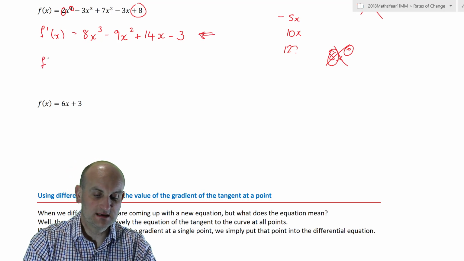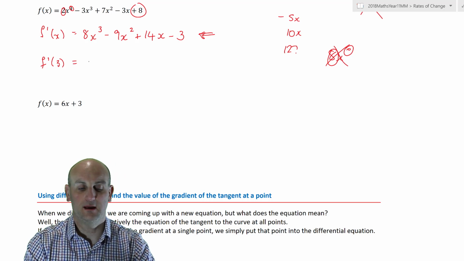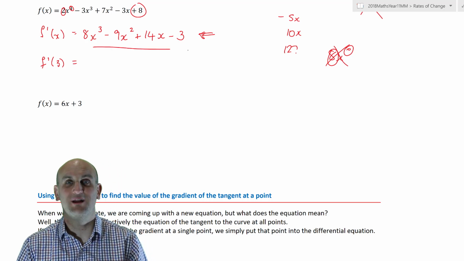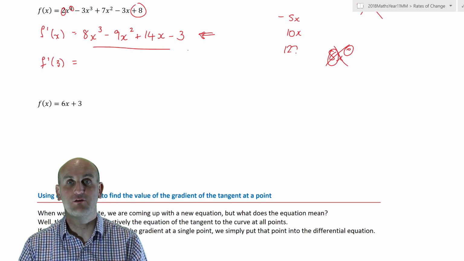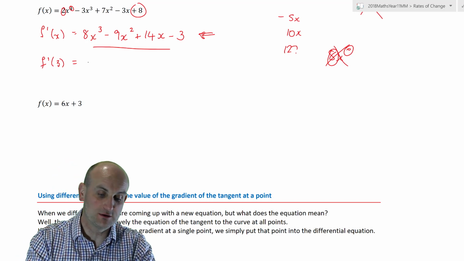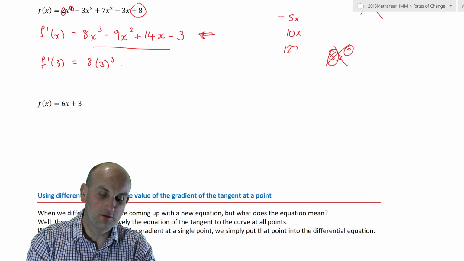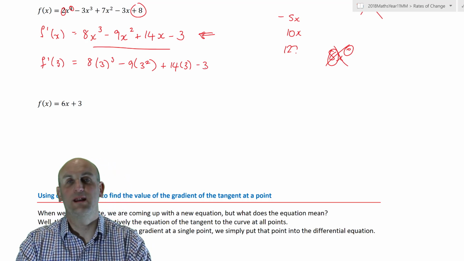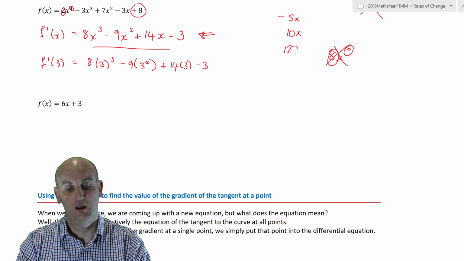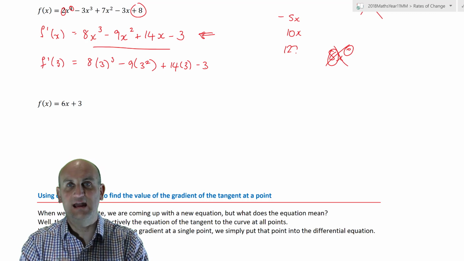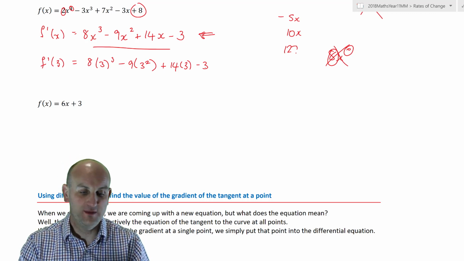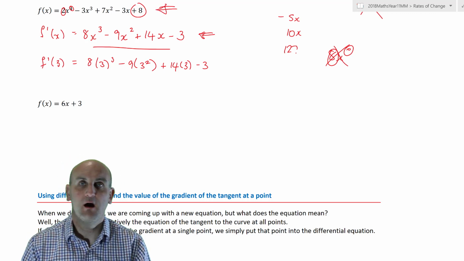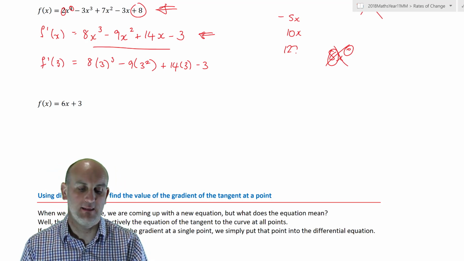And so what that's really saying is find f dashed where x equals 3. Well, okay, do you see that my equations are all in terms of x? Absolutely. And so what I'm doing is finding, by putting in 3 here, I get 8 times 3 cubed minus 9 times 3 squared plus 14 times 3 minus 3. Now I'm not going to work that out because I don't need to. But the point of it is I can now, for any single x value, for this original function here, find the actual value of the gradient at that point.